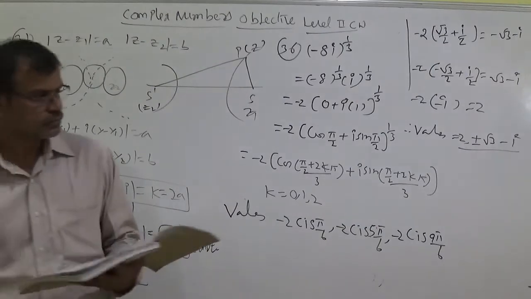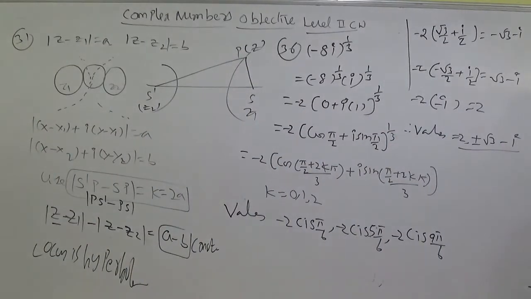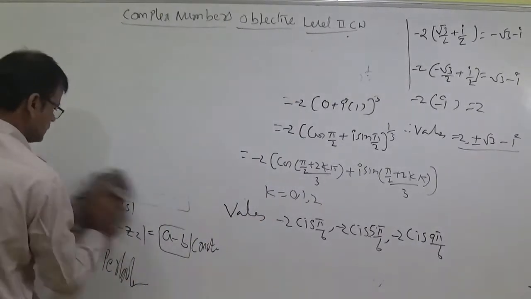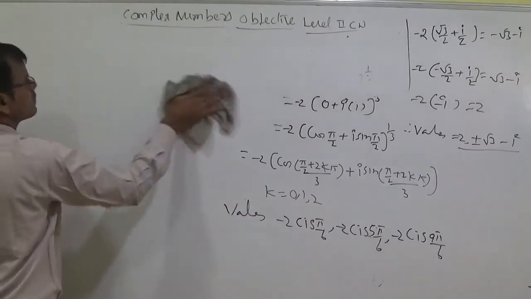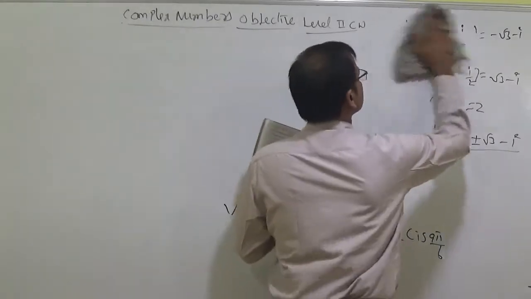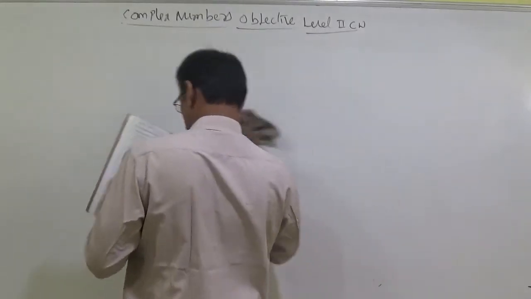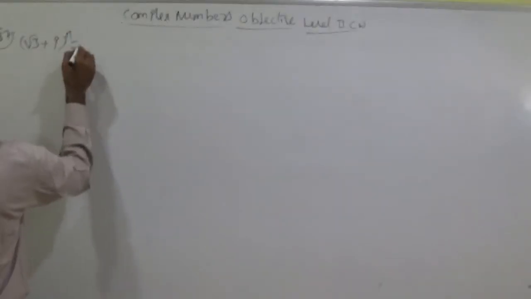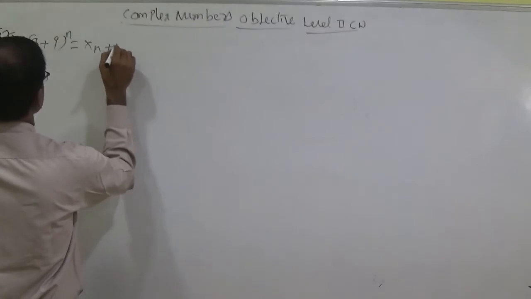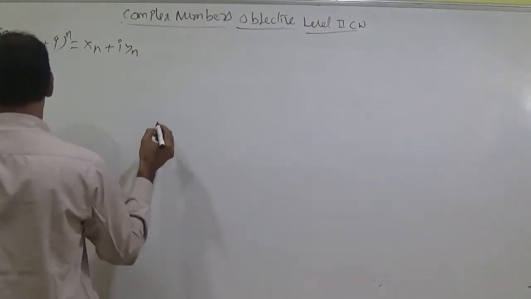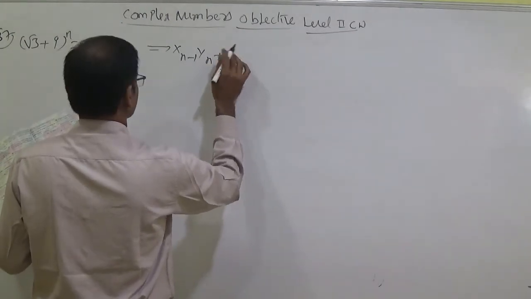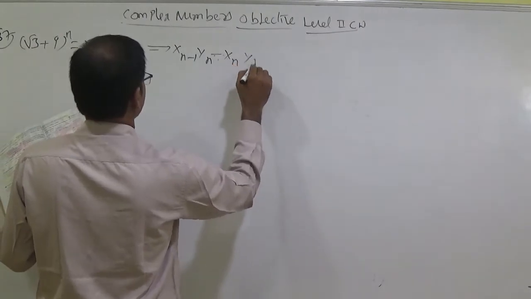Next, 37th question. Root 3 plus I whole power n is equal to xn plus I yn. n is a positive integer, then find the value of xn minus 1 by yn, not plus, it is minus, xn by yn minus 1.